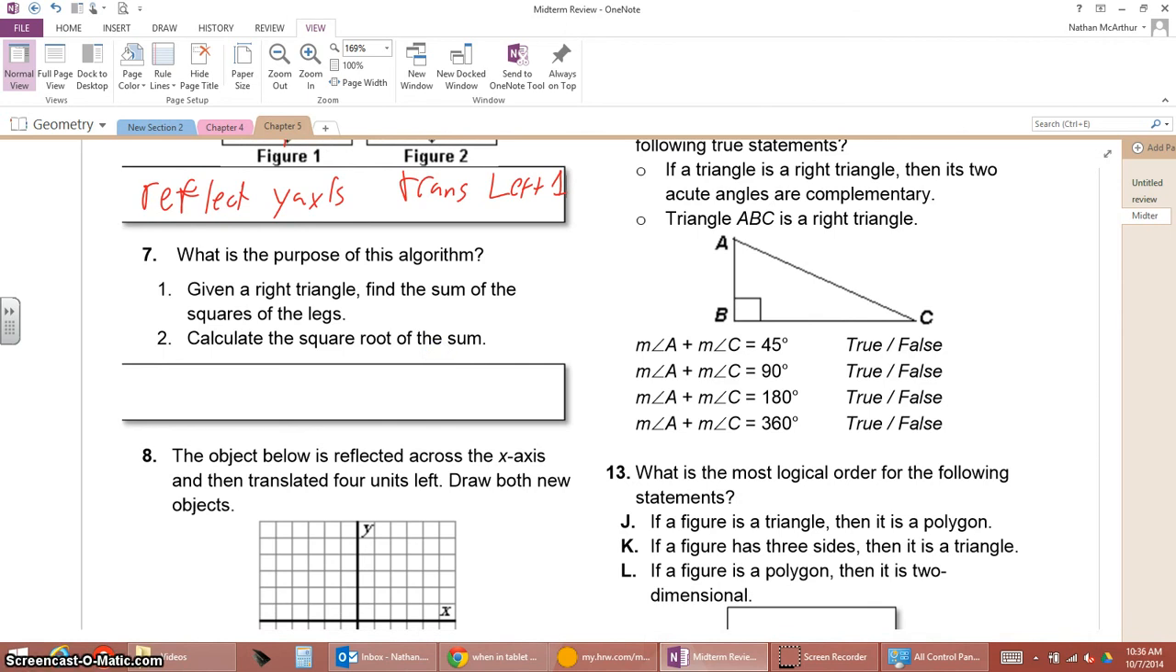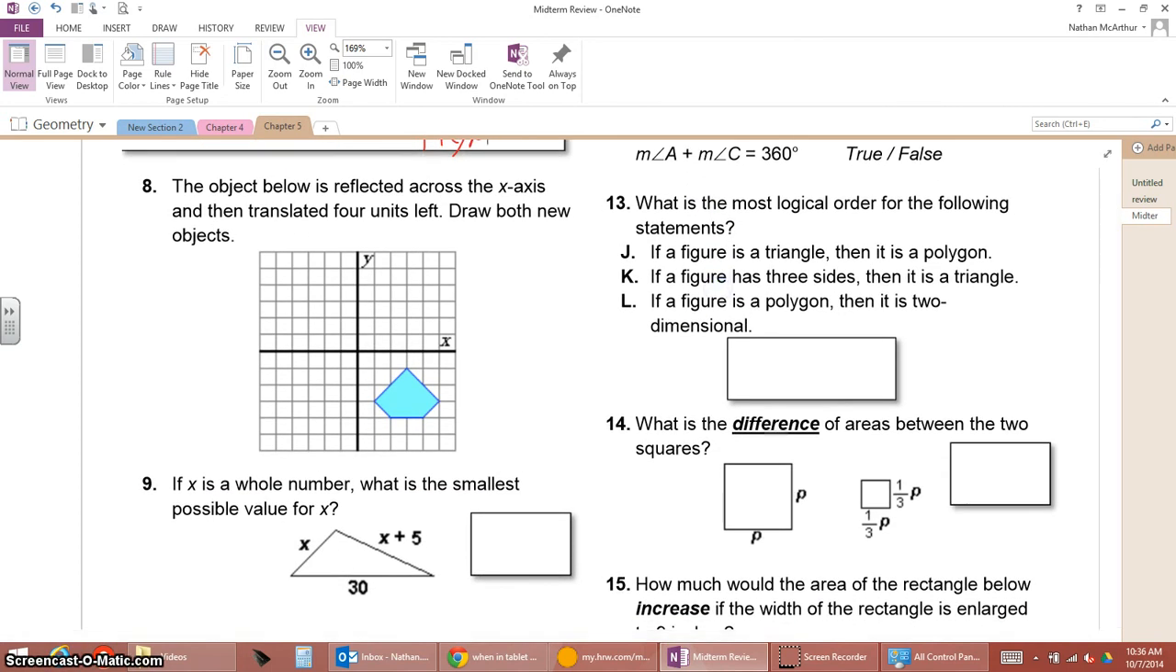So what is the purpose of this algorithm? Okay, given a right triangle, find the sum of the squares of its legs and then calculate the square root of the sum. What is the purpose of this algorithm? Is to find C, or find the length of the hypotenuse. We could put that. Let's put that. Find length of hypotenuse. Okay, that's the purpose.